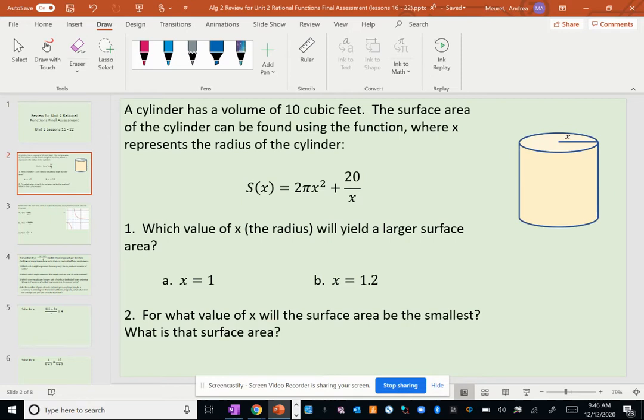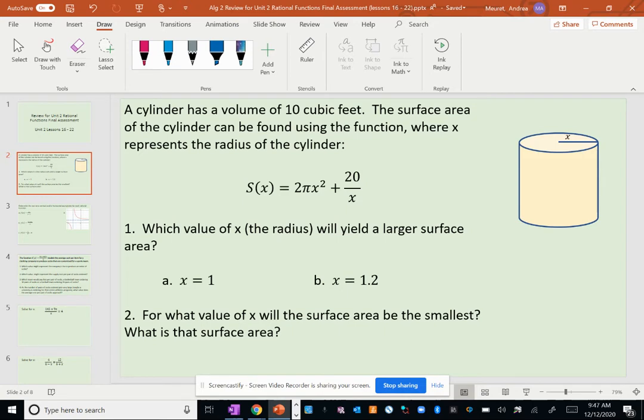So this cylinder has a volume of 10 cubic feet. The surface area of the cylinder can be found using the function where x represents the radius of the cylinder. We have to determine which value of x, the radius, will yield a larger surface area: A, a radius of 1, or B, a radius of 1.2. It's really tempting to just say 1.2 because that's a bigger number. But remember, this is a rational function. They don't always work that way. So you really want to look at a graph to determine that.